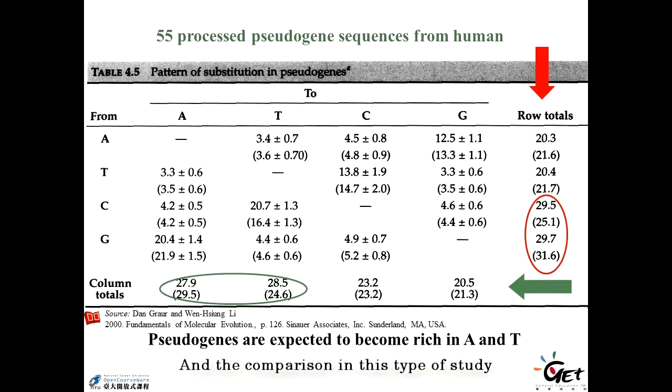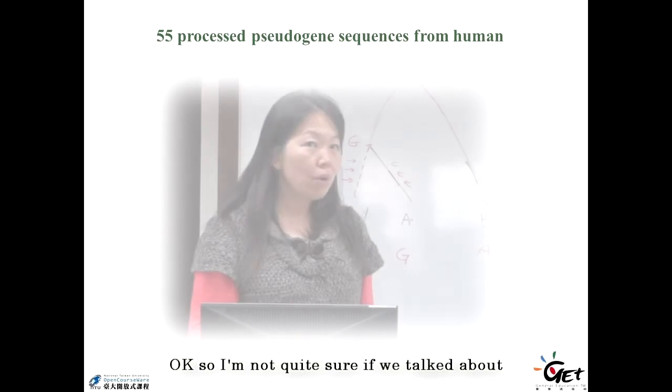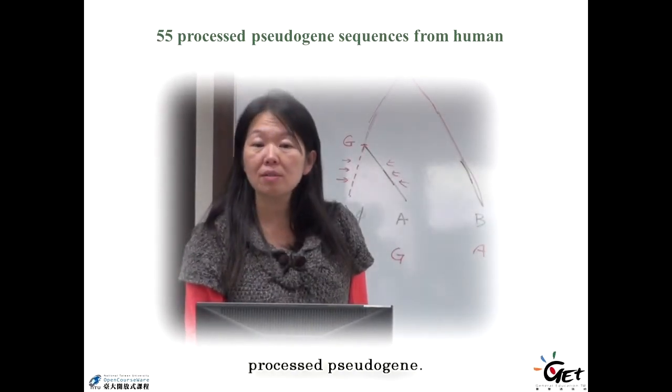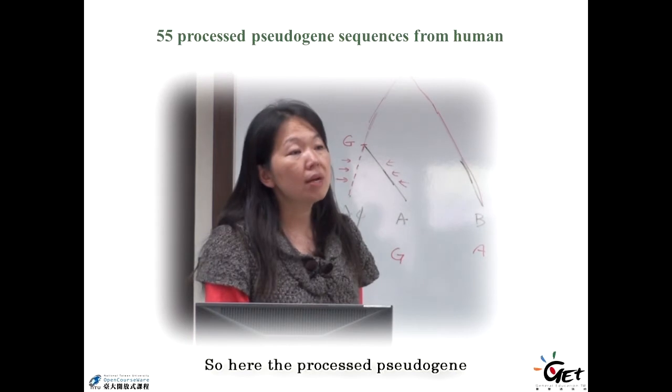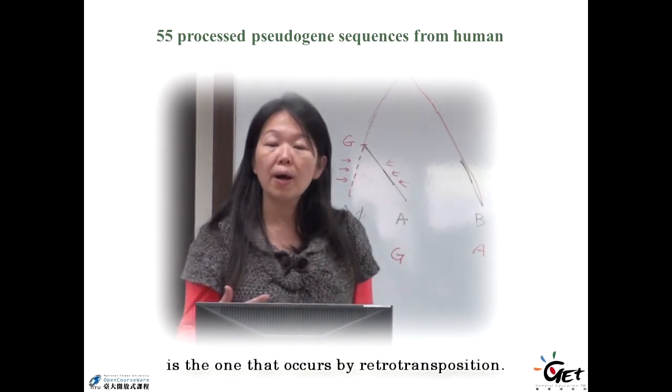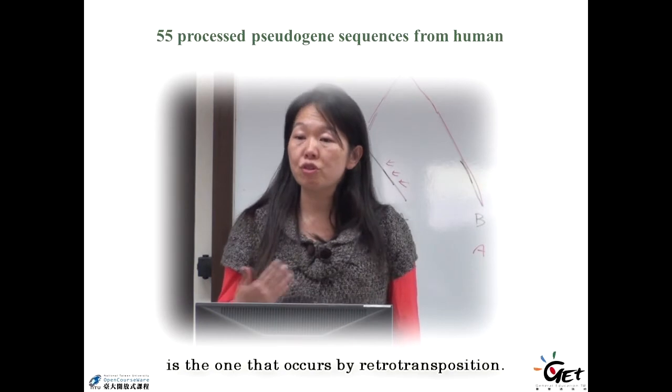And this type of comparison has been done in a lot of cases. This is just one of the cases in the early days. They looked at 55 pseudogenes. Okay. Another thing is I have the word processed pseudogene. I'm not quite sure whether we talked about the processed pseudogene. So here the processed pseudogene is the one that occurs by retrotransposition.